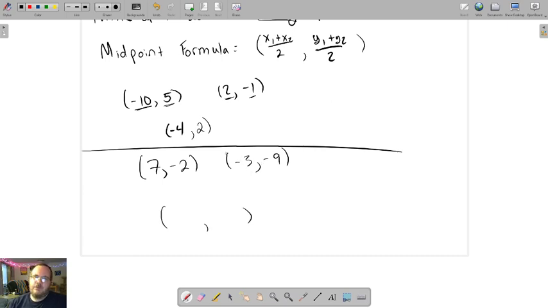7 plus -3 is 4. 4 divided by 2 is 2. I'm going to find the average of the y's, so I'm going to do -2 plus -9. -2 plus -9 is -11. -11 divided by 2 is -5.5, and there's a bunch of different ways you could write that. You could write it as -5.5, or even -11 halves, because that's an improper fraction, but it's reduced improper. So that's it. That's all there is to the midpoint formula.